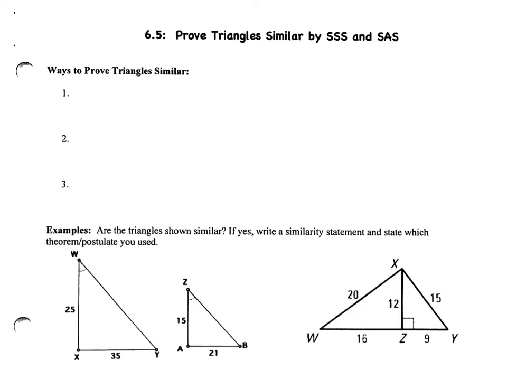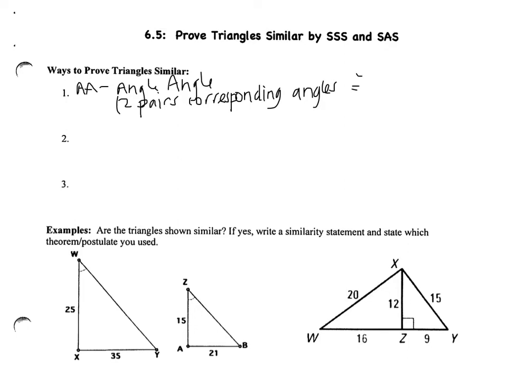Which ways do we know to prove triangles similar? Well, the first theorem that we learned was AA, which was angle-angle. And this theorem said that two triangles are similar if they have two pairs of corresponding angles that are congruent. So that was the first theorem, and the only theorem that we've learned so far. Today we are going to learn SSS and SAS.